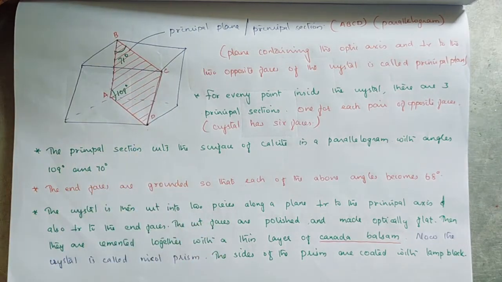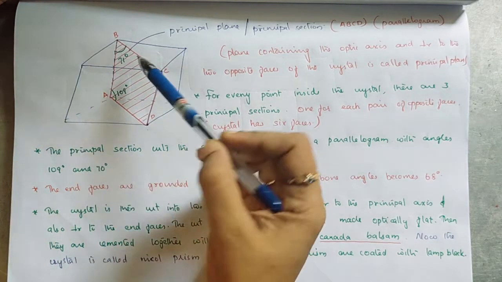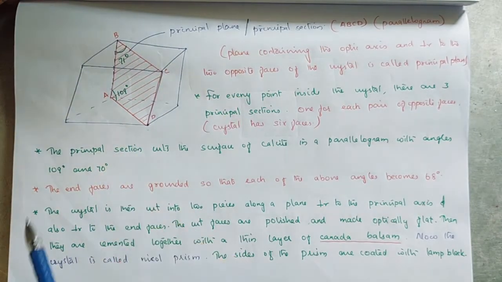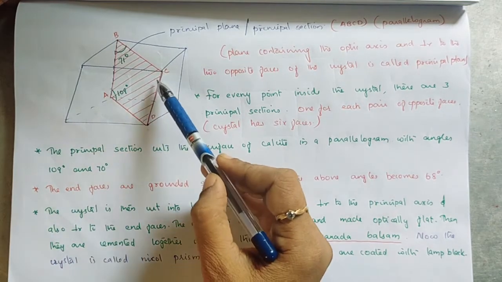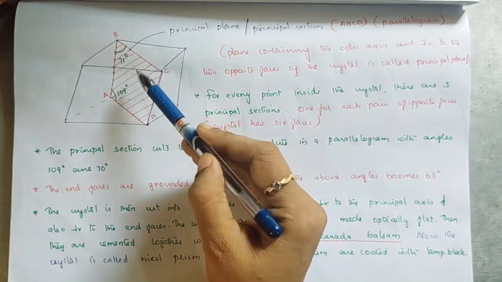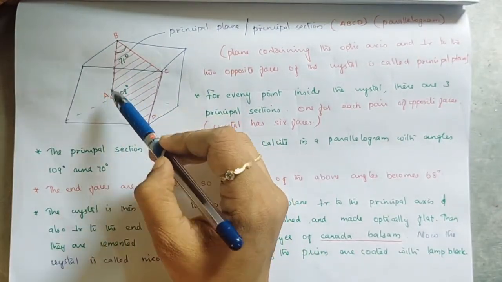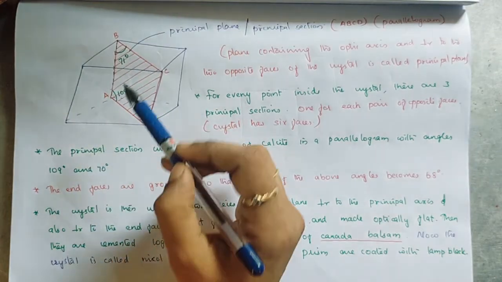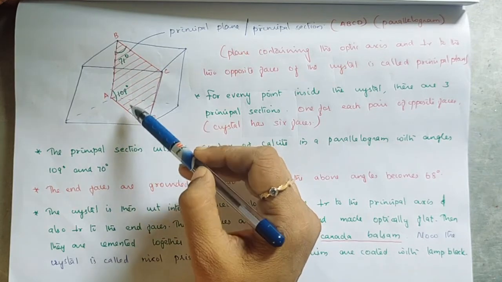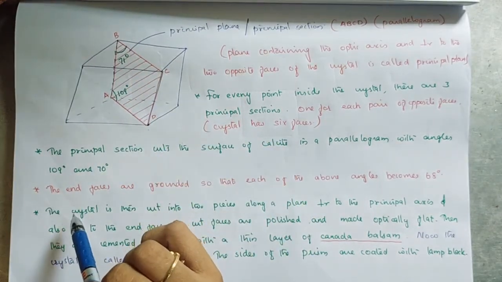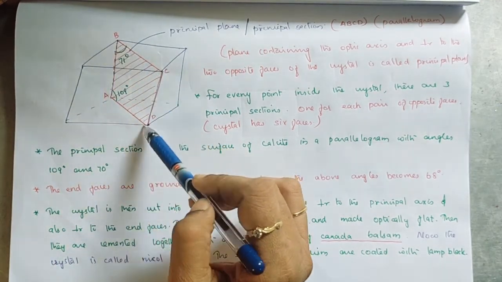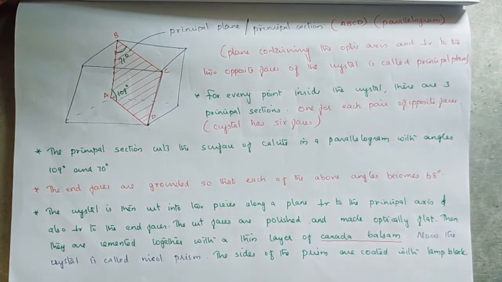This is the calcite crystal, and I have drawn in red color the principal plane or principal section. It is nothing but a plane containing the optic axis and perpendicular to two opposite faces. Here we consider two faces, one face and second face, perpendicular to these two faces, and it contains the optic axis, and also draw the plane along the blunt corners.